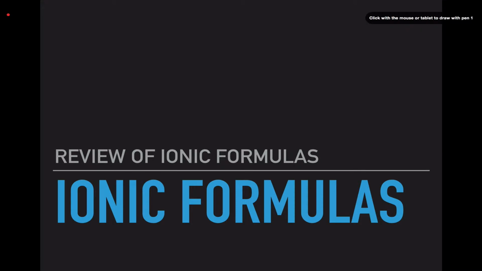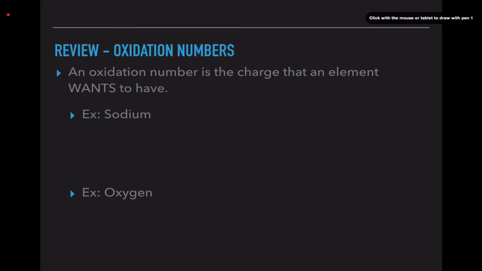Hey guys! Today we're going to take a look at reviewing how to write ionic formulas and ionic names. So the first thing we have to do is take a look at oxidation numbers. Remember, an oxidation number is the charge that the element wants to have once it has a complete or a completely empty outside shell. So for example, sodium.